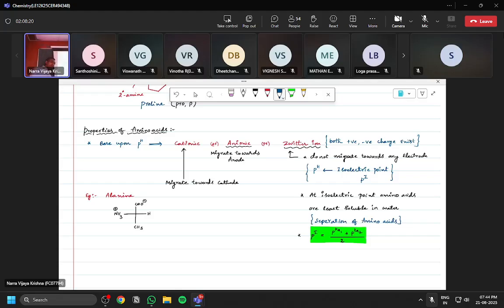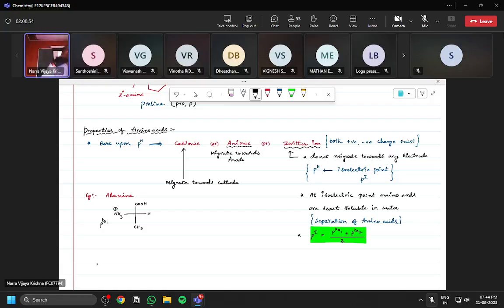Now, is it zwitterion formation or not? Among these two, which gives H plus readily? So I am writing this also. Now, can both give H plus ion or not? If it is NH3 plus and COO minus, then it is a zwitterion. In this form, both give H plus, right? Which gives H plus readily? NH3 plus, right?